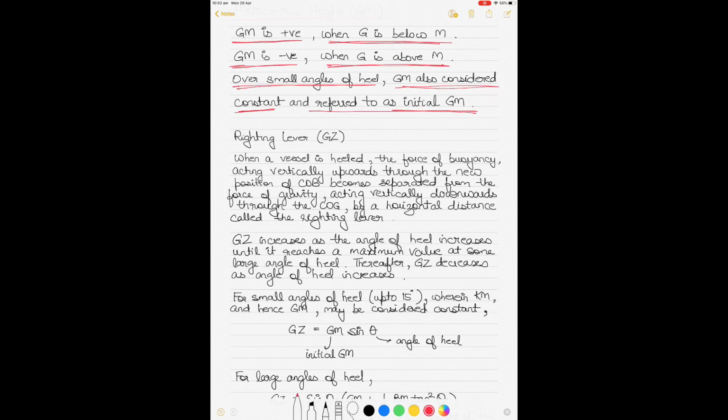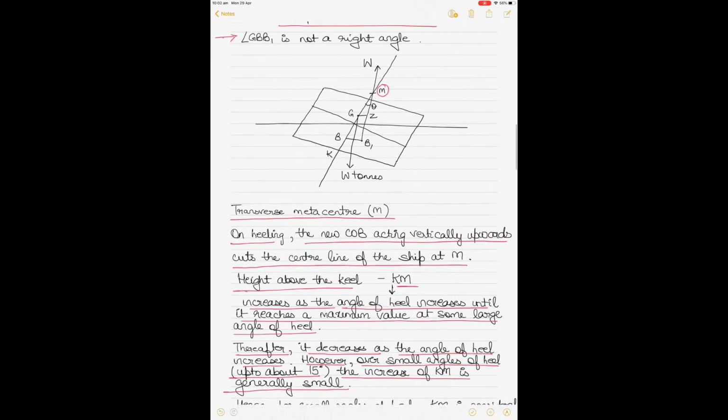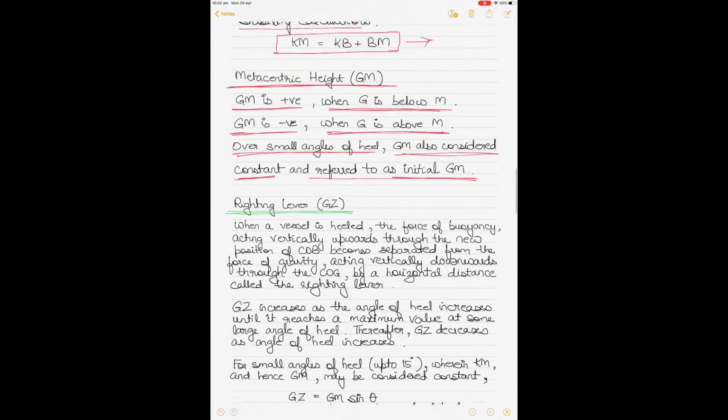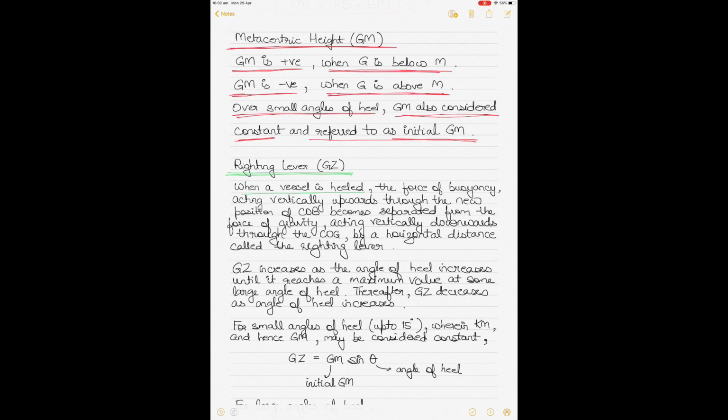Let me change the color of the pen, otherwise it's all becoming very similar. So I'll start with the green pen now. Then you have the concept of righting lever, which is GZ. What is the righting lever? Let me show this in the diagram above. You can see here, this is the righting lever GZ. When a vessel is heeled, the force of buoyancy acting vertically upwards through the new position of the center of buoyancy becomes separated from the force of gravity acting vertically downwards through the center of gravity by a horizontal distance called the righting lever.